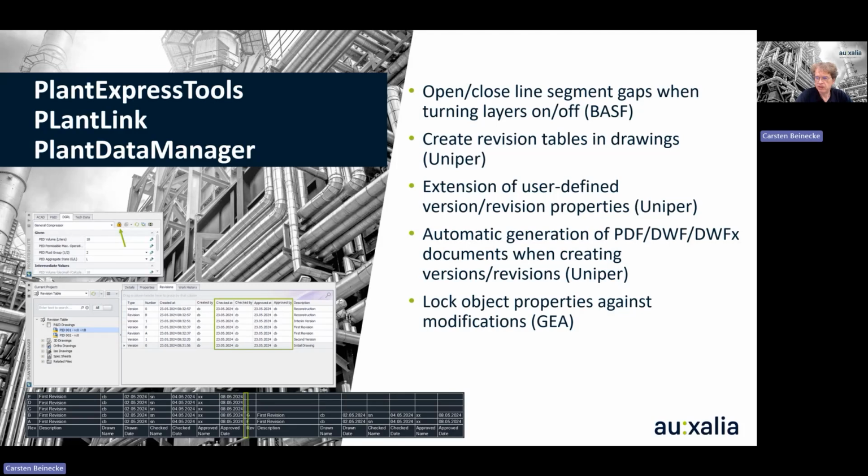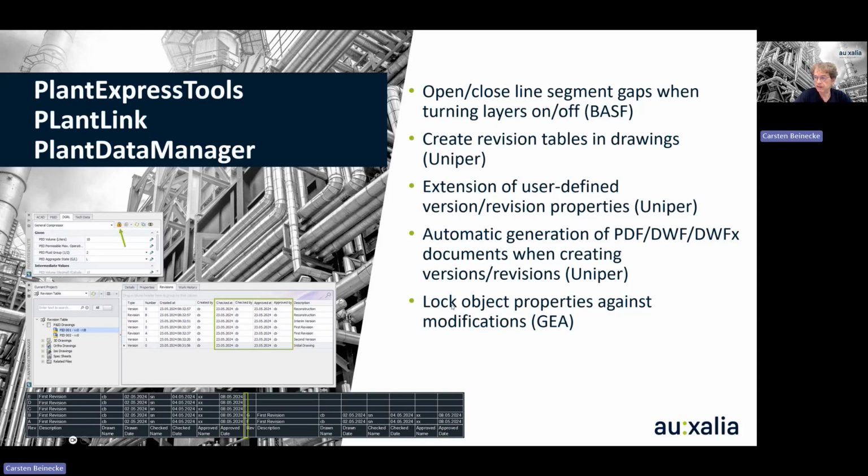Uniper asks for several other features. One is to allow adding more columns here for the version and revision of drawings. Right now, we only have when a version and revision was created and by whom, and some description, but essentially they need more. And here's just an example. And so the user would be able to create more properties, which then, of course, could be used in the revision table.